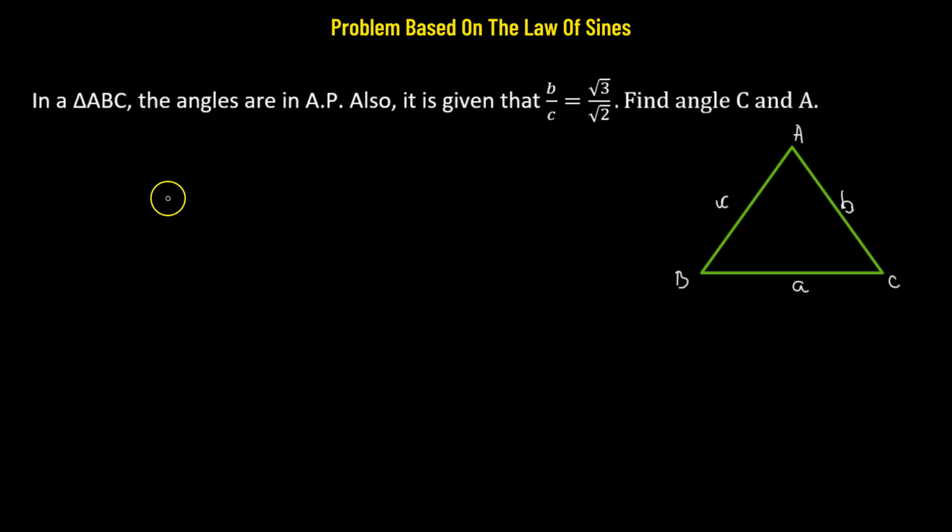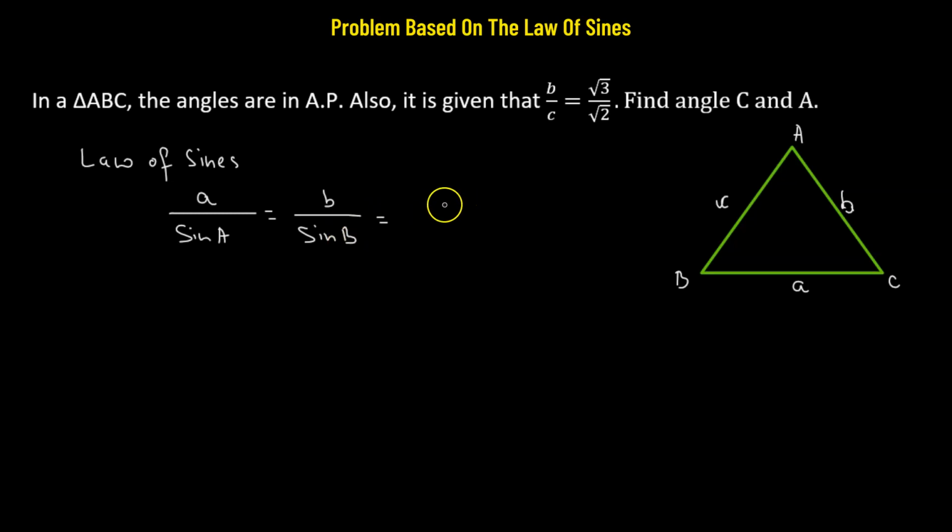And we can also specify the law of sines. The law of sines states that the ratio of side a to the sine of the angle opposite to side a, which is A, is equal to the ratio of side b to the sine of the angle opposite to it, and this is also equal to the ratio of side c to the sine of the angle opposite to it. So this is the law of sines.